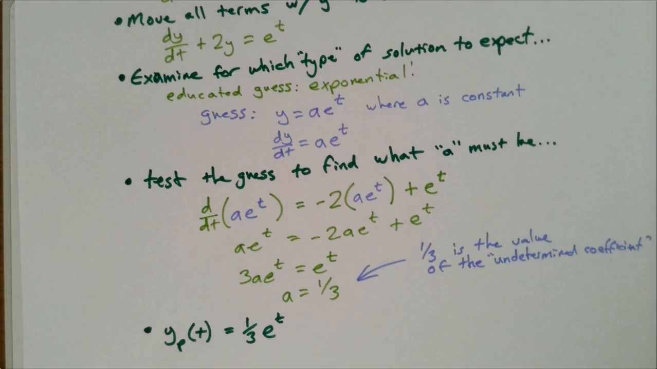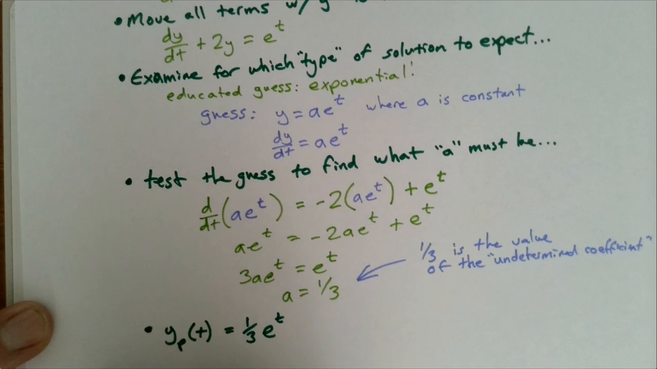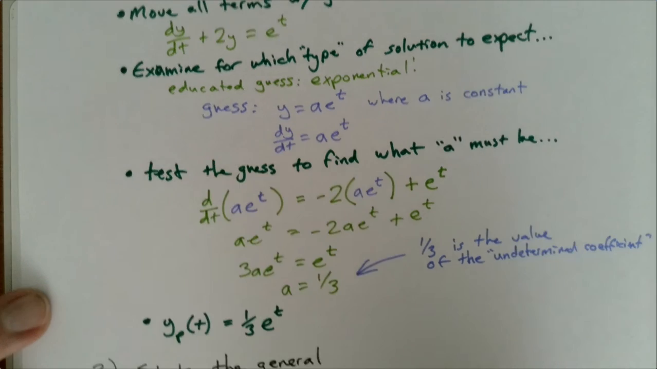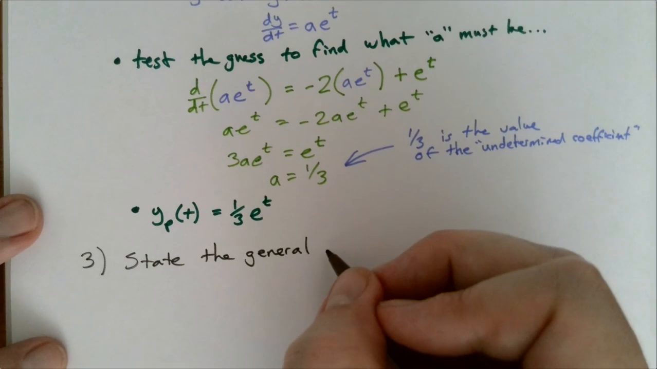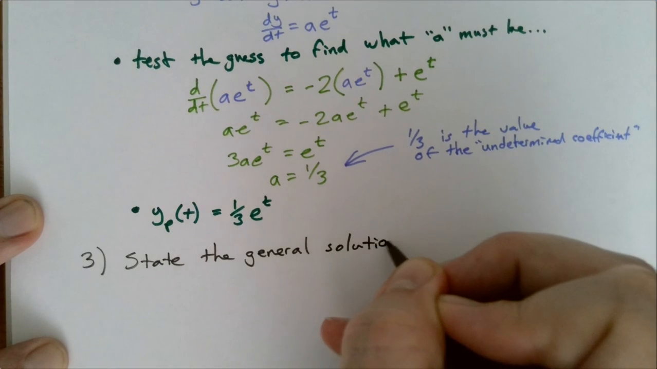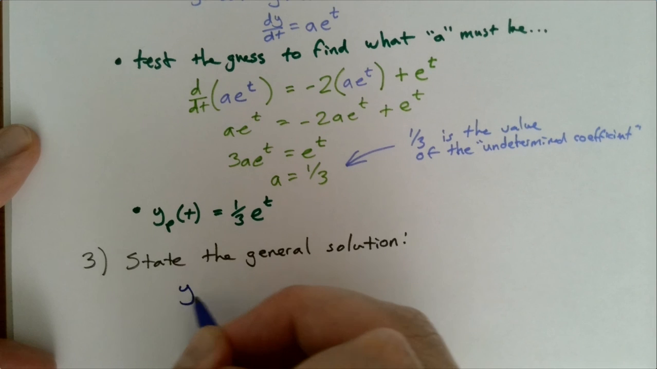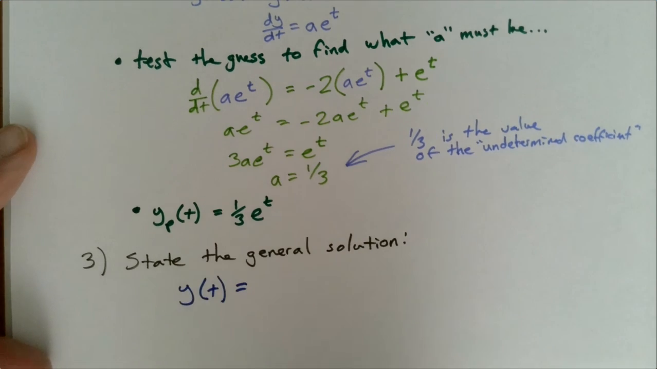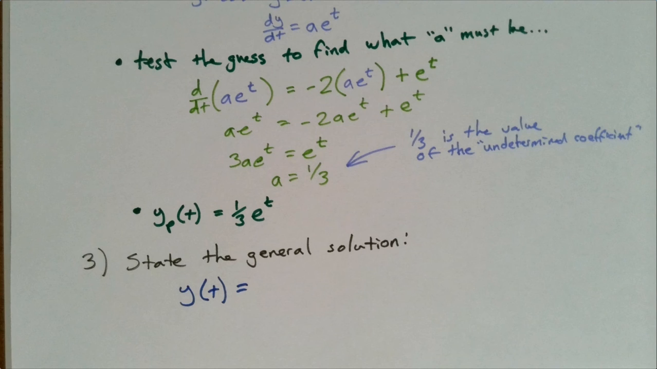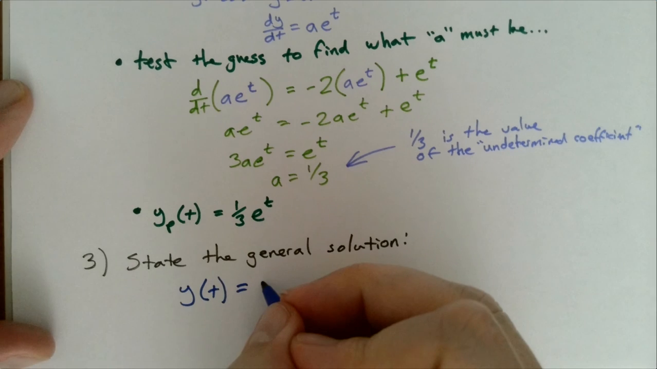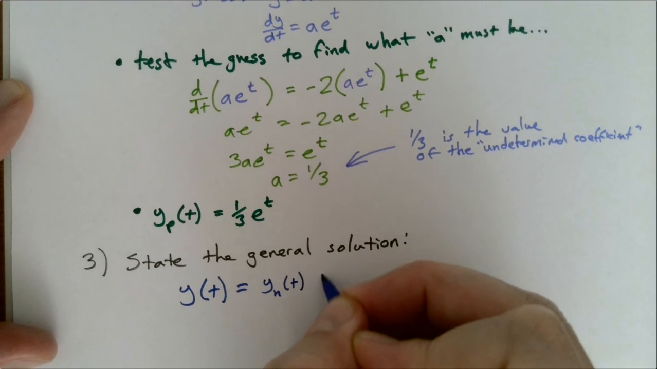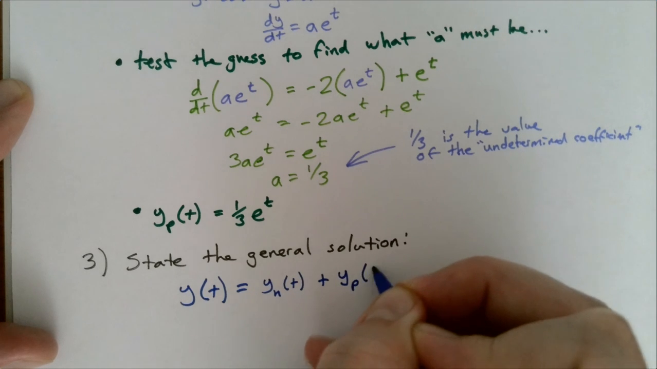So step 3 comes in, and for step 3 I say we're going to state the general solution. Oops, let me scoot that up so you can see it. And we state the general solution by saying y of t is equal to these two parts that we just found. The first one was our y sub h plus our y sub p. And all I have to do is just add them together.